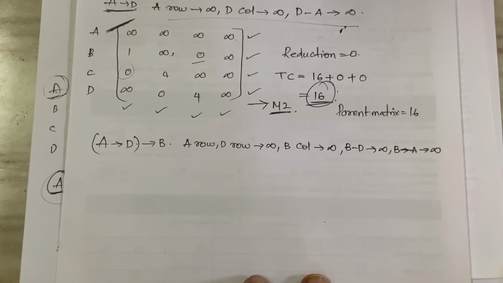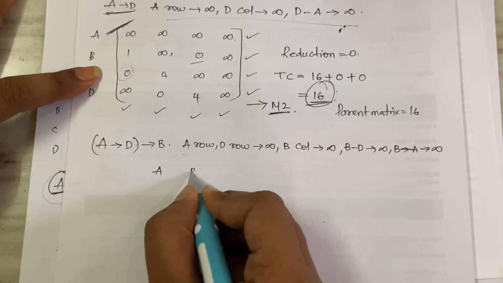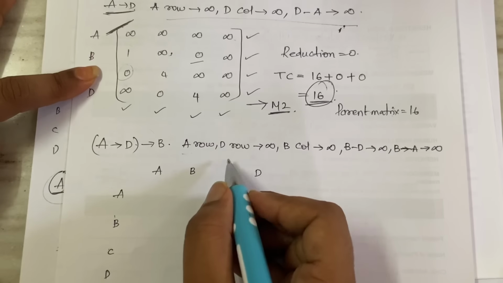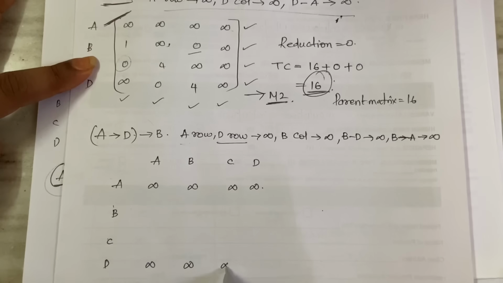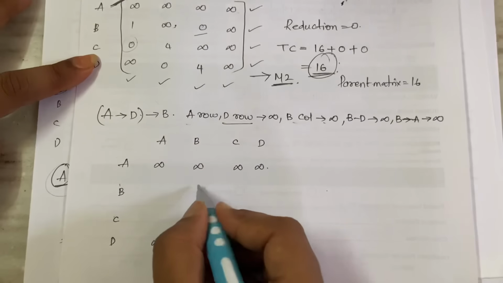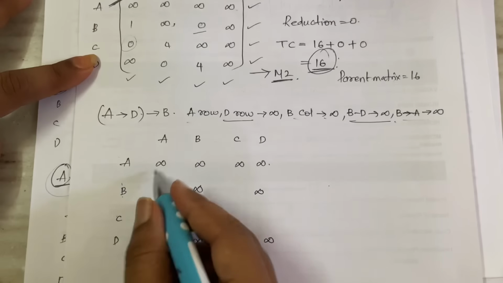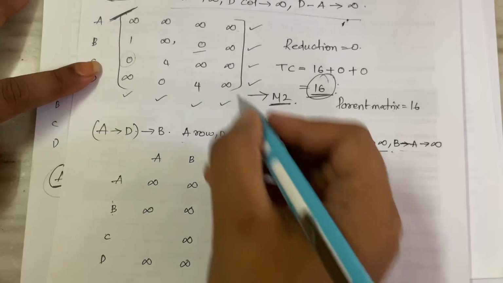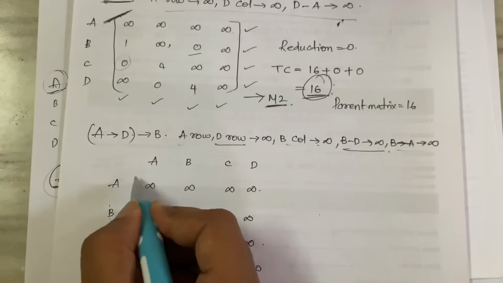Don't worry, this is our parent matrix. Let's update the values from this matrix. A row, A B C D: the A row should be made infinity. Next, the D row also should be made infinity. Next, the B column should be made infinity. Next, B to D as infinity. Next, B to A also infinity. The remaining values you can fill from this parent matrix. So here it is 0, and over here it is 0, and over here it is infinity, infinity. Done.